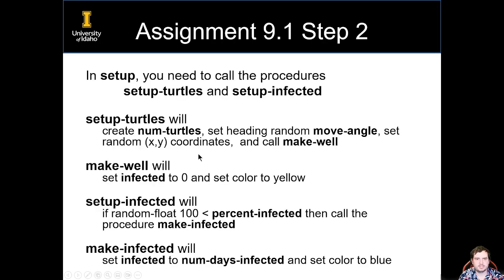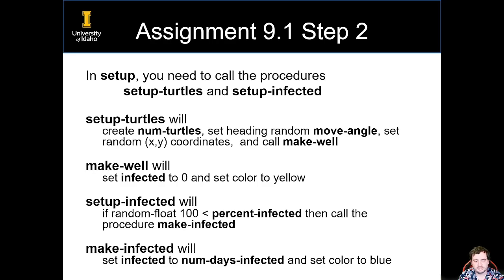So here's what you're going to need to do. In setup, we need to have procedures set up turtles and set up infected. We didn't do that, and I'll do it here in a second, but you're going to use these procedures to do what we did in the program already. Set up turtles is going to create the number of turtles, set the heading to be a random number, set random XY coordinates, and call a make-well function. So we're going to make another function called make-well. Make-well is going to set their infected value to 0 and set their color to be yellow.